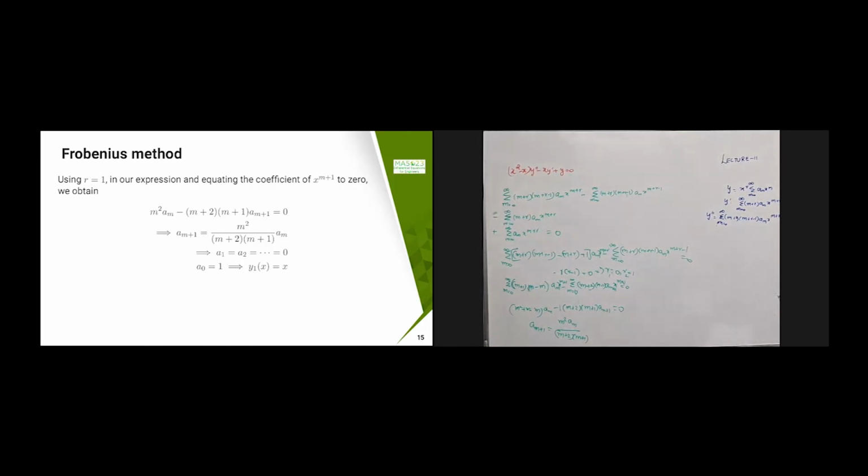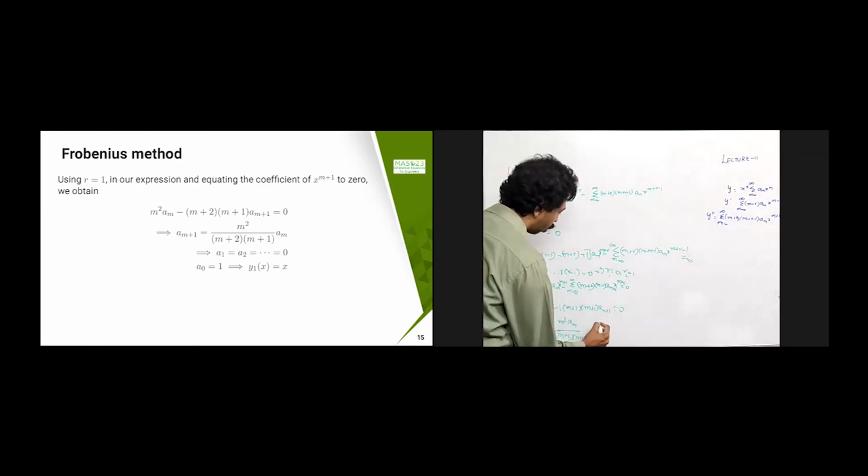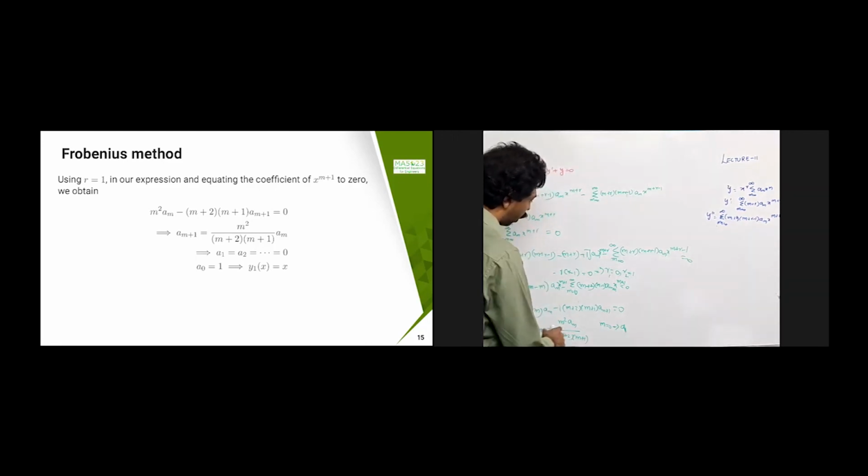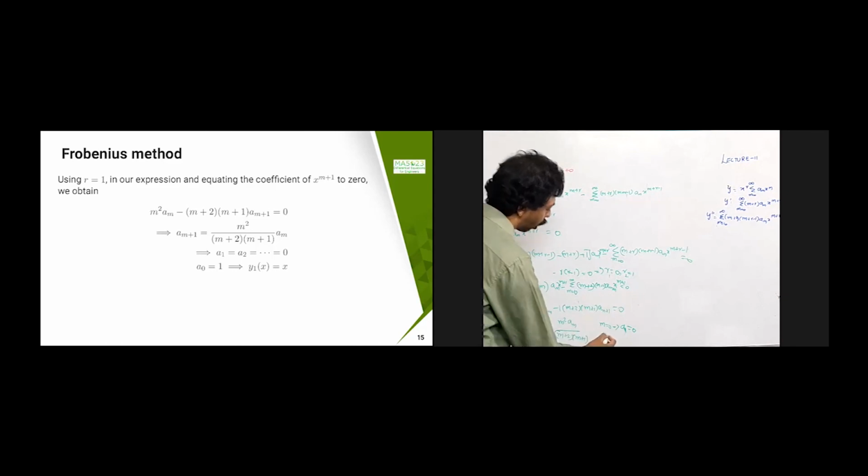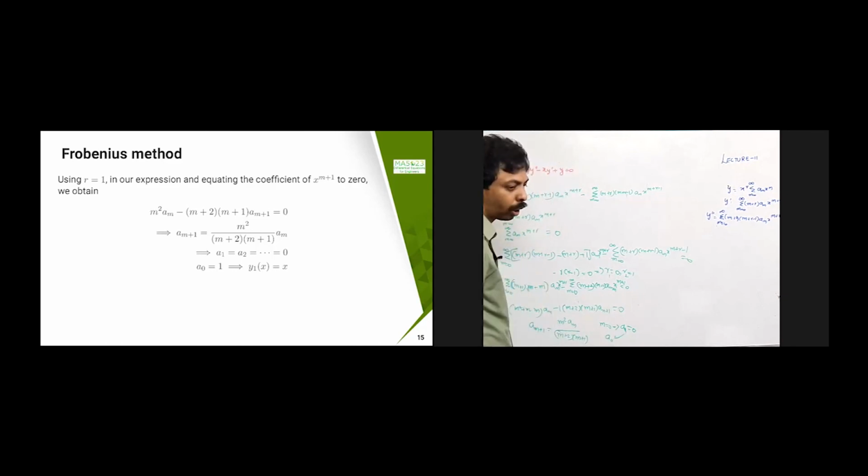Okay, so therefore you can see that when m equal to 0, a1 is going to become 0. Okay, when m equal to 0, a1 equal to 0. So a2 also becomes 0 because a1 is 0. Therefore, only a naught is going to survive, remaining all are going to become 0.